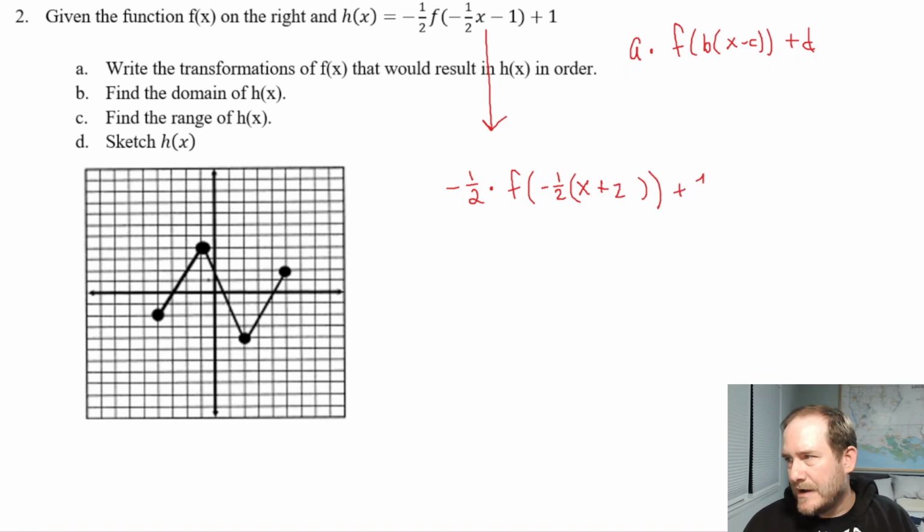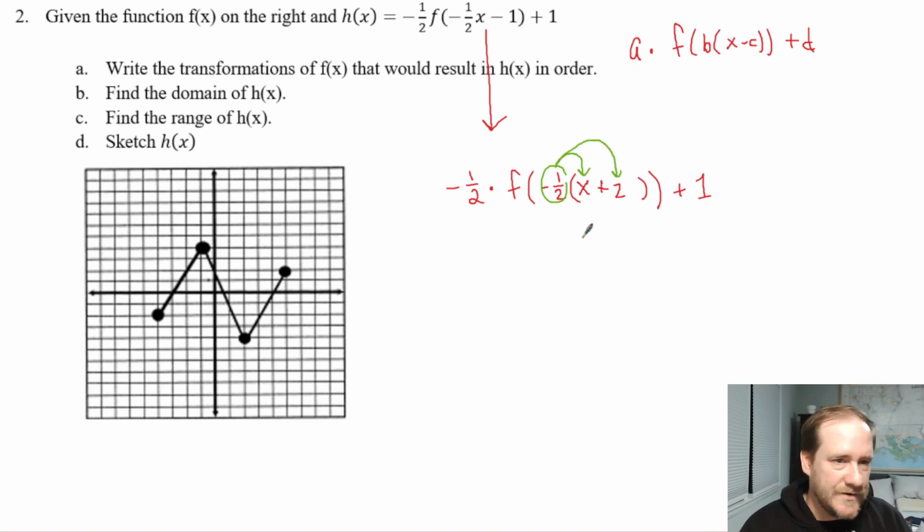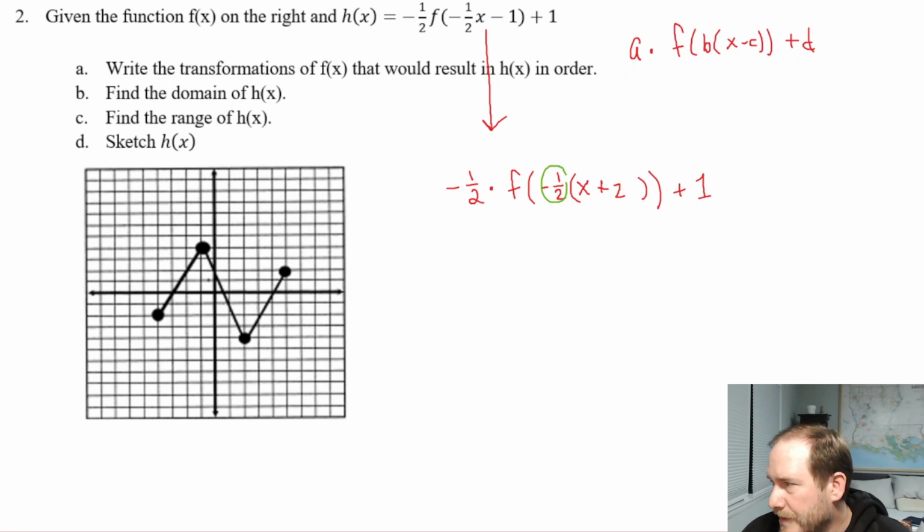Don't be too proud to just actually distribute this thing back in and make sure it works. Because I've seen plenty of people try to factor out a fraction and they do it the wrong way. So just distributing this back in, you get negative a half x minus 1. You know you factored correctly because now when you distribute it back in, it gives you the right thing. Just a little quick trick to make sure that nobody makes a silly mistake.